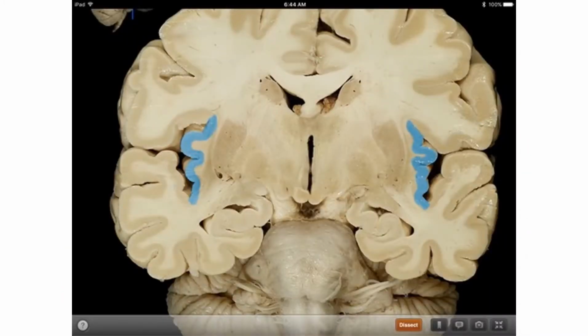Which section of the brain is this? This is a coronal section, and you can see that here is the lateral sulcus, and if you go deep to it, you see the blue marked area, which is the insula lobe.